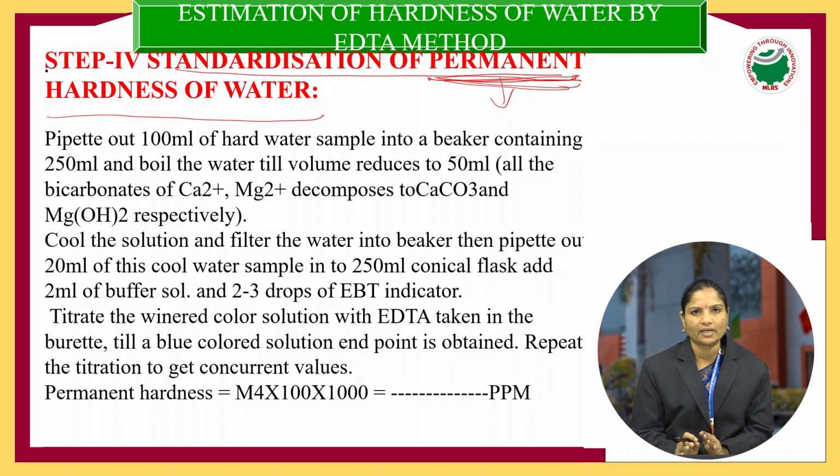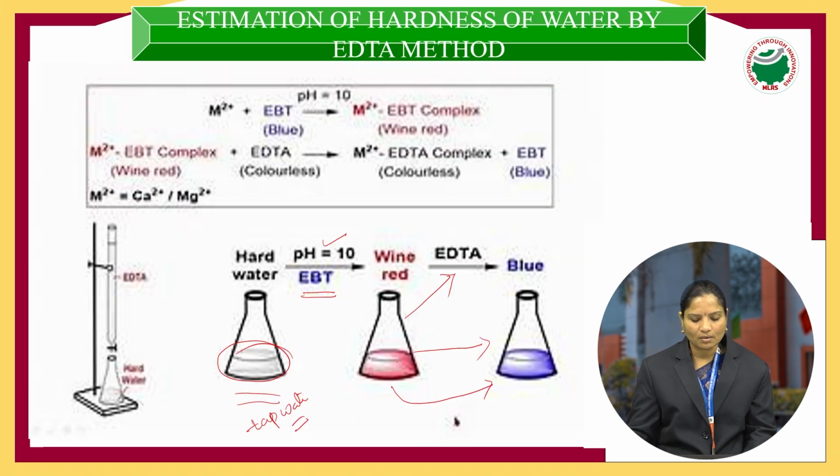So how do we find it out? That is our step 4, determination of the permanent hardness of water. In this, pipette out 20 ml of our boiler water and transfer it into the conical flask. Then we should add the buffer solution and also the EBT indicator. Then the solution color will be wine red.